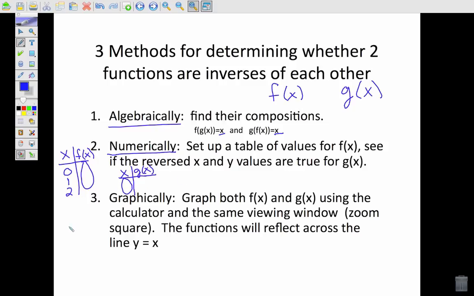Okay? And our third method is graphically. You'll take both equations and you're going to graph them. You can use the zoom square window, and you want to see if the graphs reflect across the line y equals x. Here is your line y equals x. So as long as there's a mirror image across this line, then they are inverses of each other. So we've got three methods, and I would say typically you can use any of those methods, but it's pretty quick for us to use our graphing calculators. All right, we're going to practice all three.